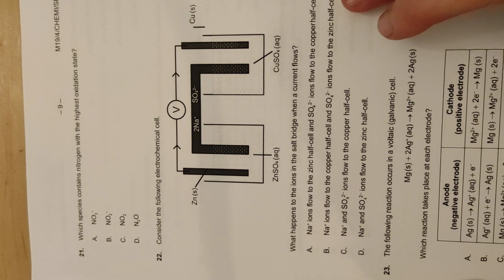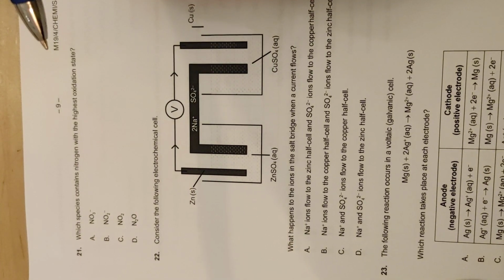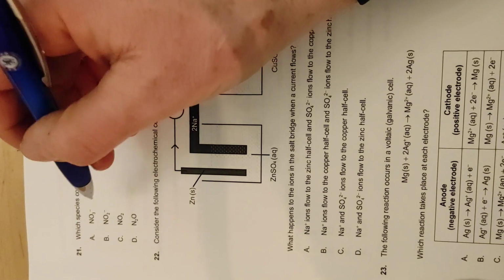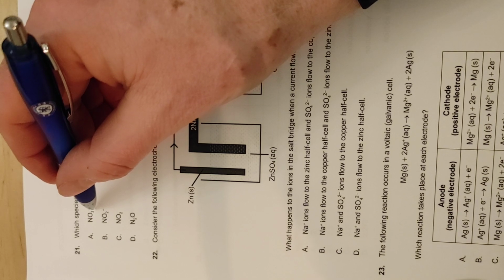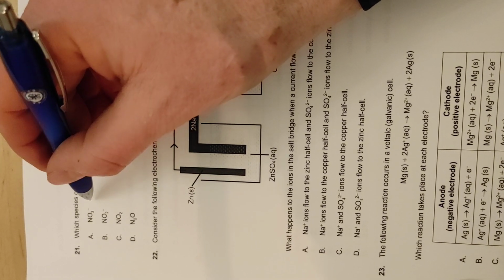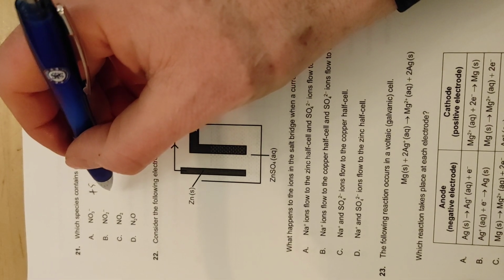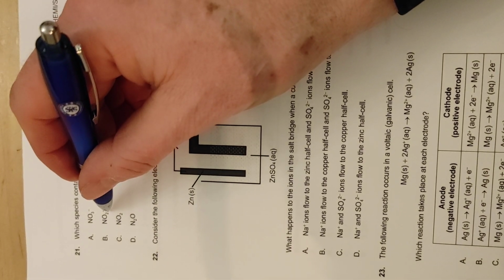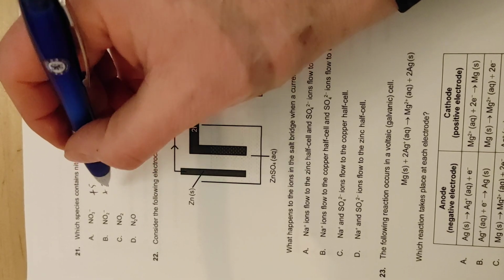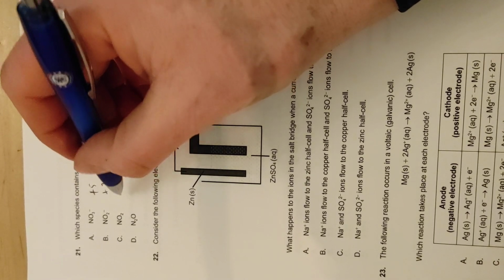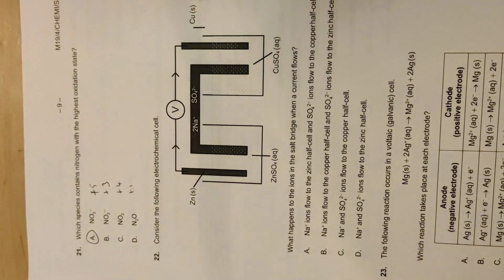So 21. Which species contains nitrogen with the highest oxidation state? Okay, so all we've got to do is work it out, I suppose, in terms of saying, well, oxygen is -2, so 3 times -2 is -6, overall minus, that's a +5. I've already said it's probably the highest, but obviously then you've got 2 times -2, -4, -1, so that's +3. This is +4, and this is +1, so we've got A.